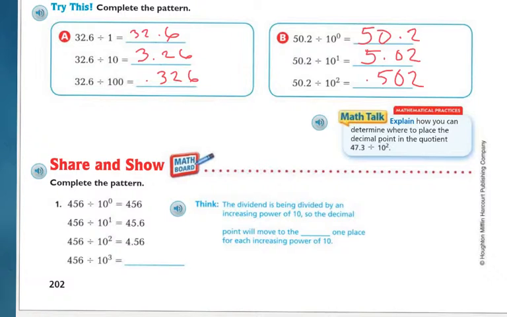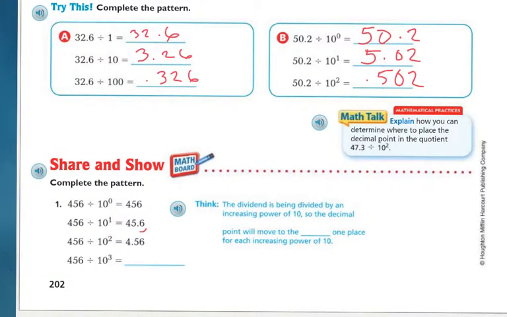So let's look at the share and show. We have 456 divided by 10 to the power of 0 is going to be 456. No change, because it's like dividing by 1. Then when I have 456 divided by the first power of 10, I move my decimal point over one space, right? When I'm dividing 456 by the second power of 10, I'm moving my decimal place 2 places over.